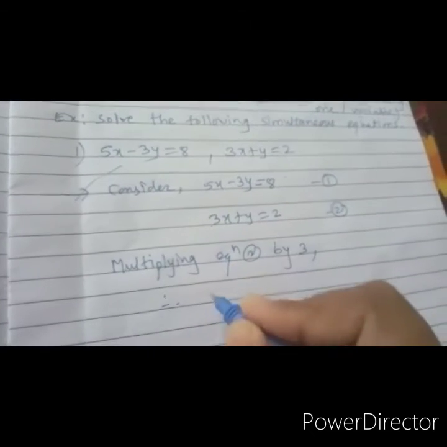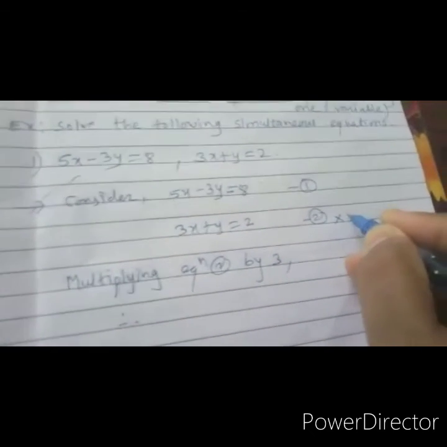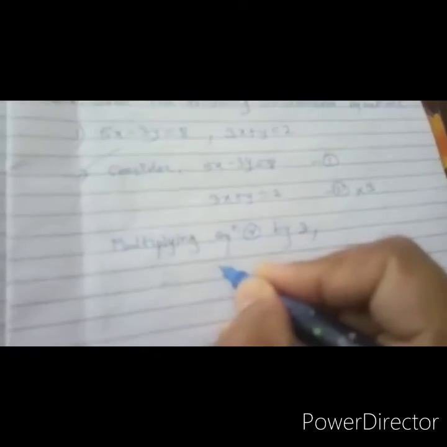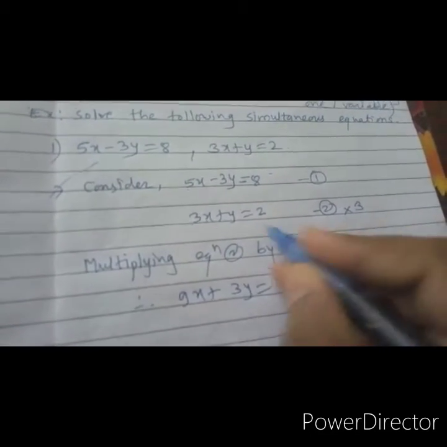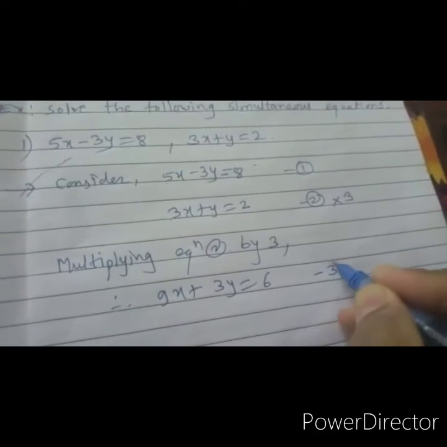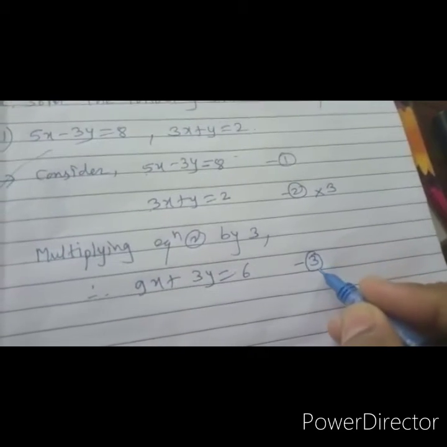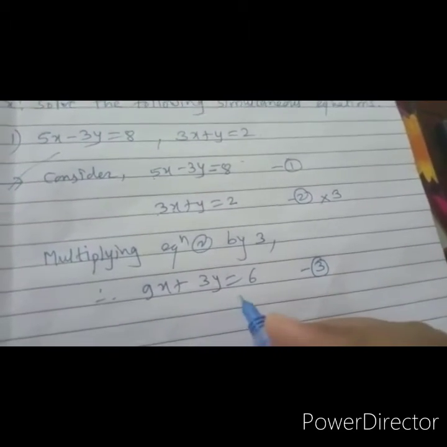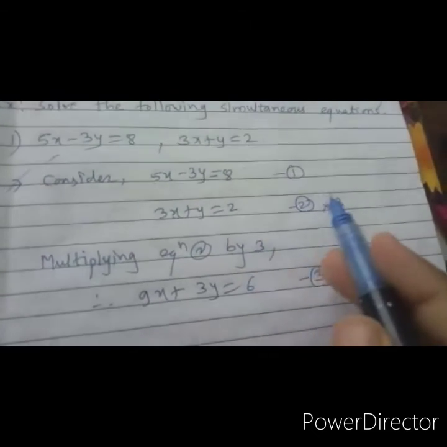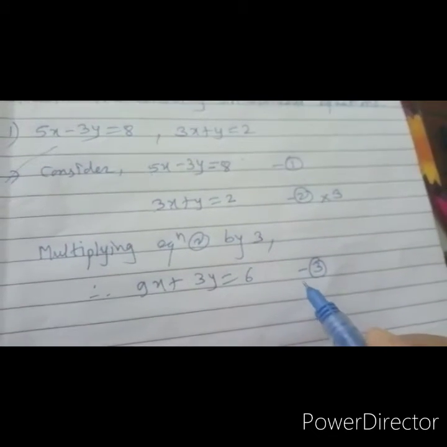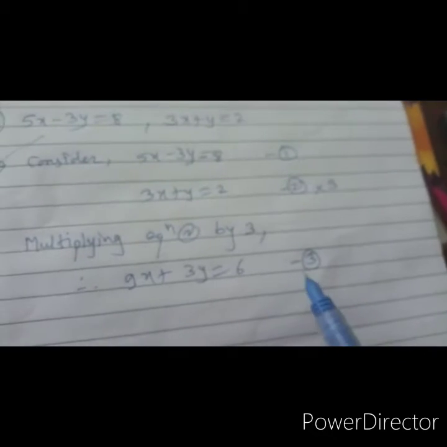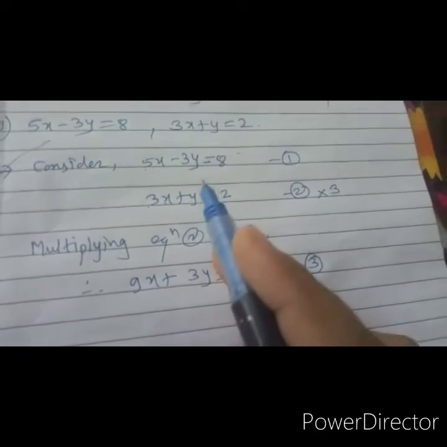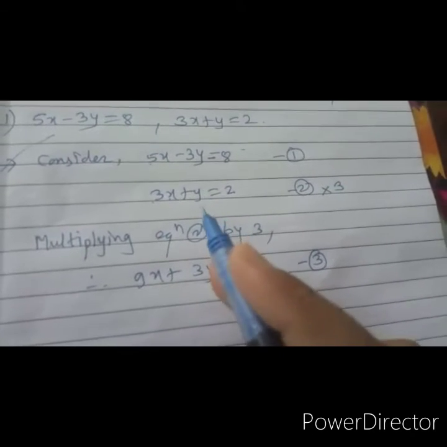Therefore multiplying equation 2 by 3, 3 3s are 9x plus 3 into y is equal to 3 2s are 6. That is, we got the new required equation number 3: 9x plus 3y is equal to 6. Now we have to consider equations number 1 and 3. Here in equation number 1, minus 3y is there, and in equation 3 plus 3y is there. So the same variable with the same coefficient with different sign.